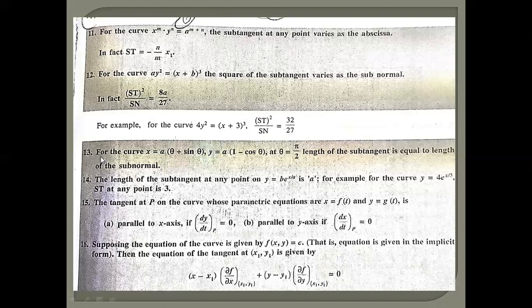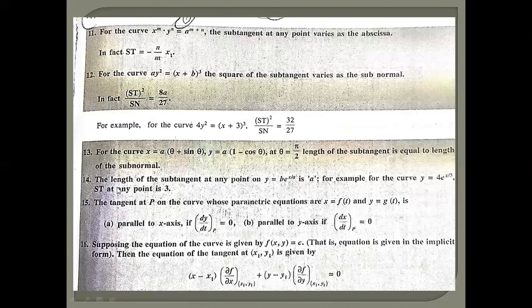13th point, for the curve x is equal to a into theta plus sine theta, y is equal to a into 1 minus cos theta, at theta is equal to pi by 2, the length of the subtangent is equal to the length of the subnormal. These are the parametric equations of the curve. At theta is equal to pi by 2, the length of the subtangent is equal to the length of the subnormal.